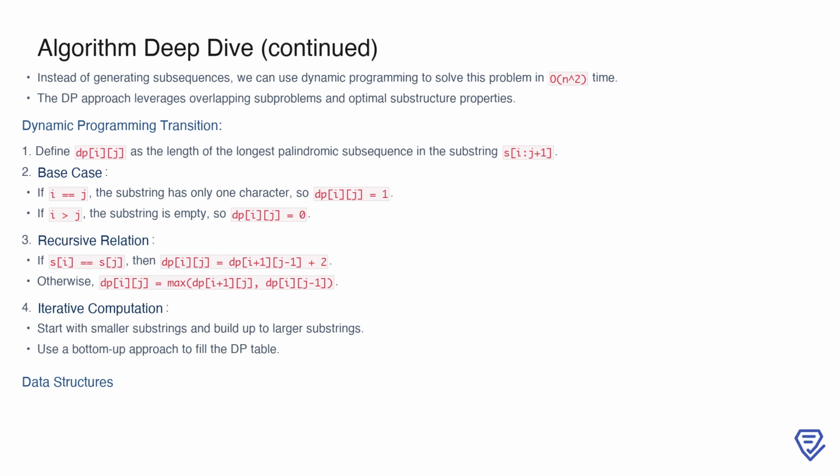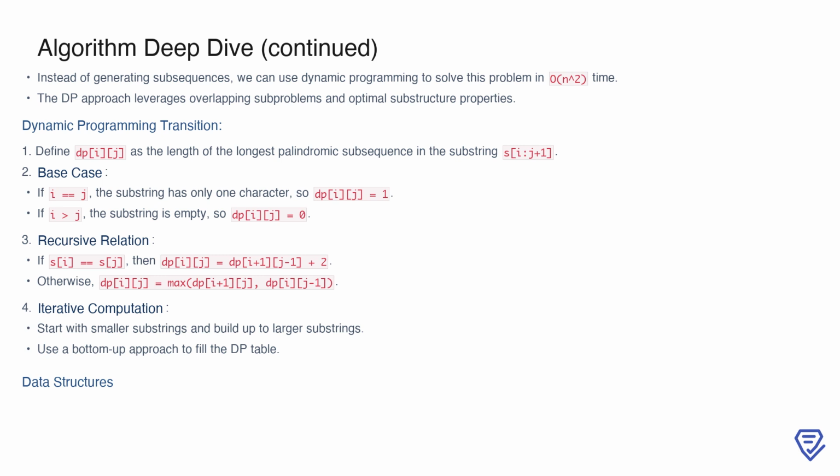Dynamic programming provides an efficient way to solve this problem by breaking it into smaller overlapping subproblems. To do this, we define a 2D array dp where dp[i][j] represents the length of the longest palindromic subsequence in the substring S[i..j]. The base cases are straightforward. If i equals j, the substring contains only one character, so it's a palindrome of length 1. If i is greater than j, the substring is empty, so the length is 0.